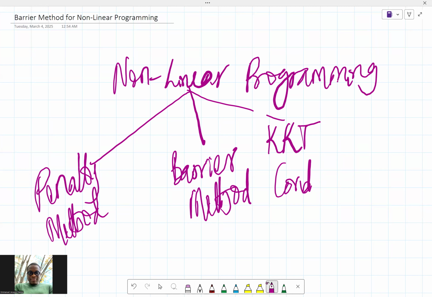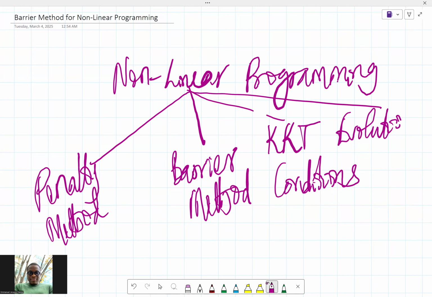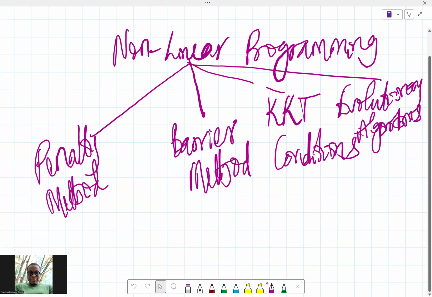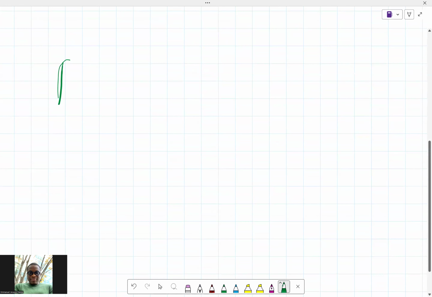KKT conditions, which is a generalization of the Lagrange multiplier method. And then we are going to also look at the evolutionary algorithms. The evolutionary algorithms involve algorithms based on genetics, based on metallurgy and all of that, like genetic algorithm, simulated annealing, and all the rest of them. So we've considered the penalty method. So let's go for the barrier method this time around.